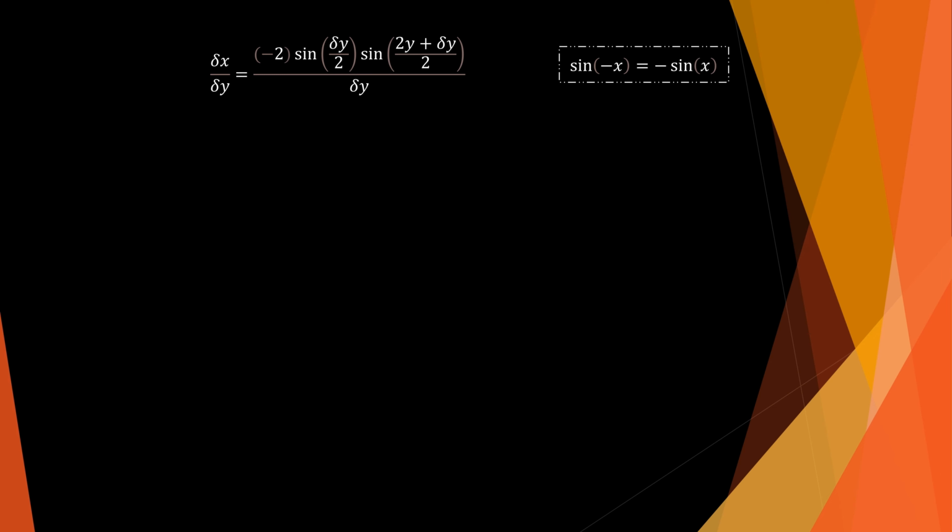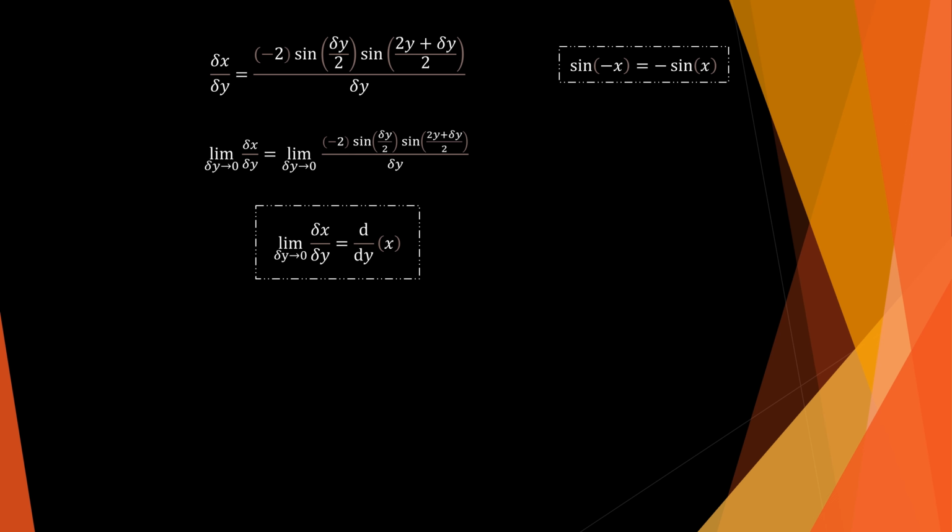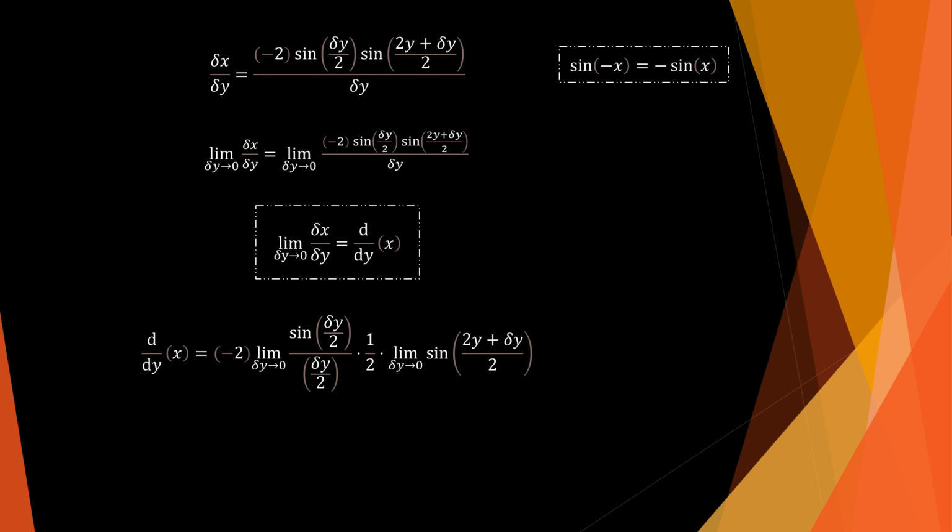Now, to structure this as a rate of change for our derivative, we divide both sides by our increment delta y. Let's apply the limit as delta y approaches 0 to both sides. The left side yields our derivative with respect to y, written as d over dy of x. On the right side, we separate the terms to exploit our fundamental limit theorem, where the limit of sine of x over x as x goes to 0 is equal to 1.